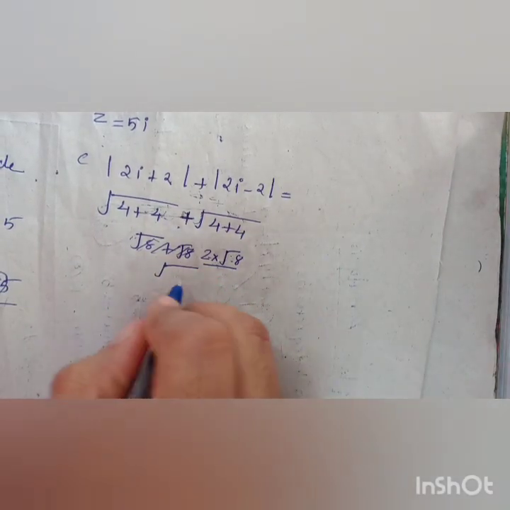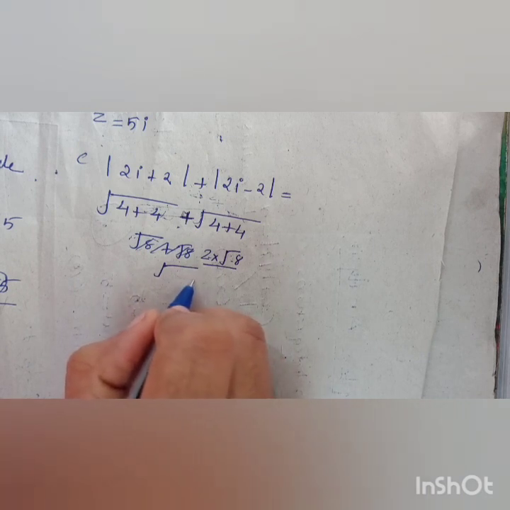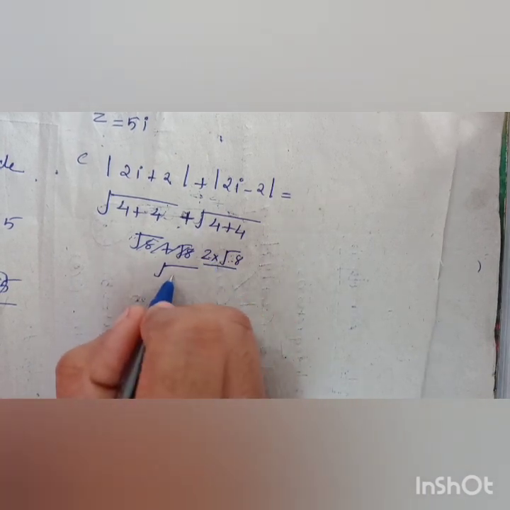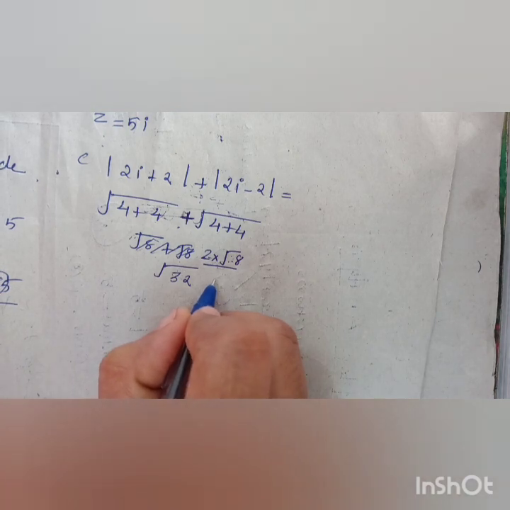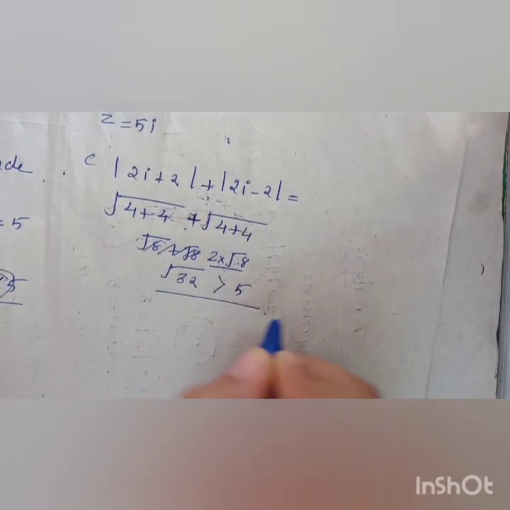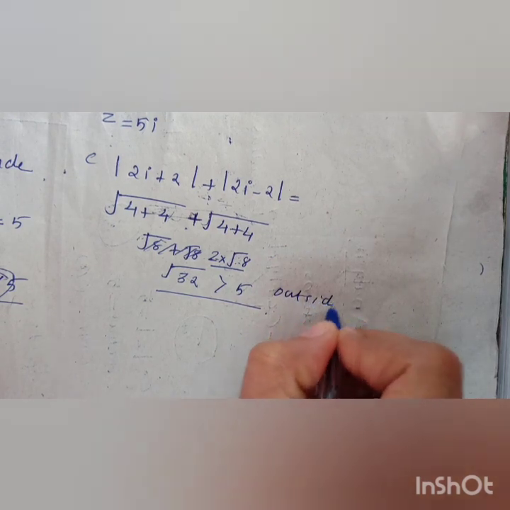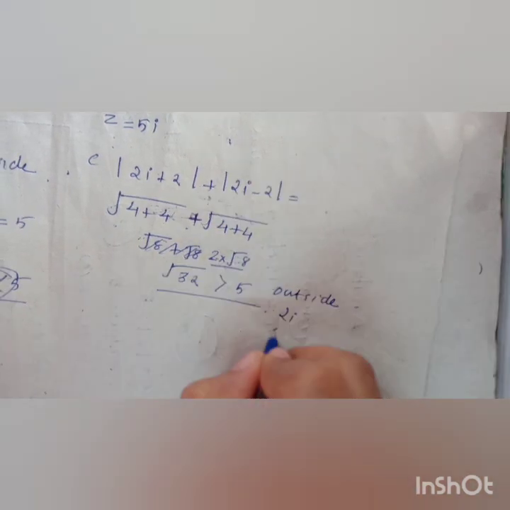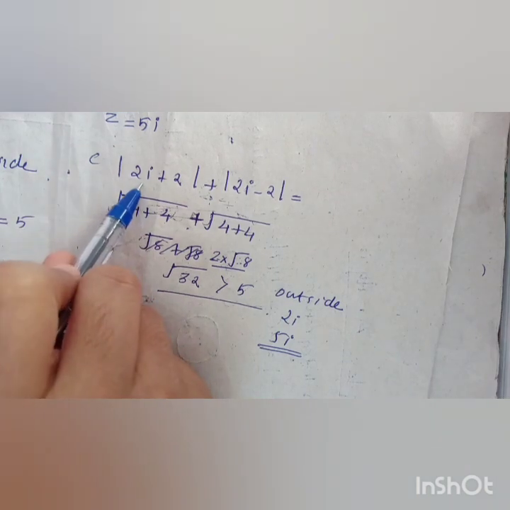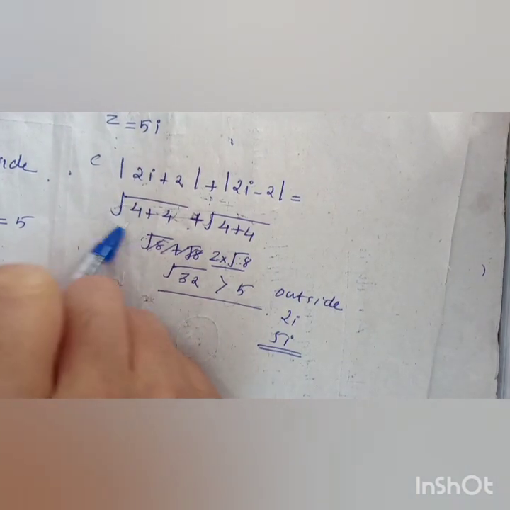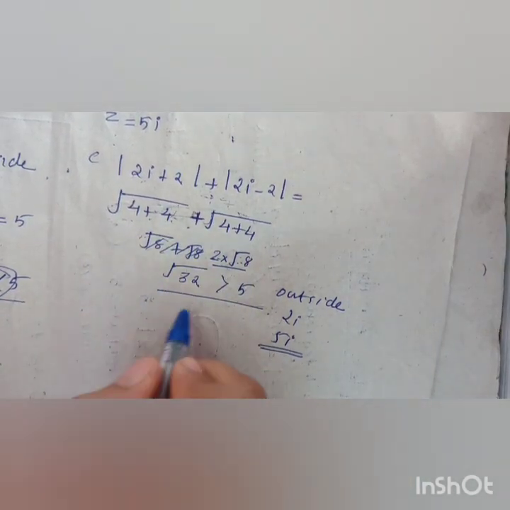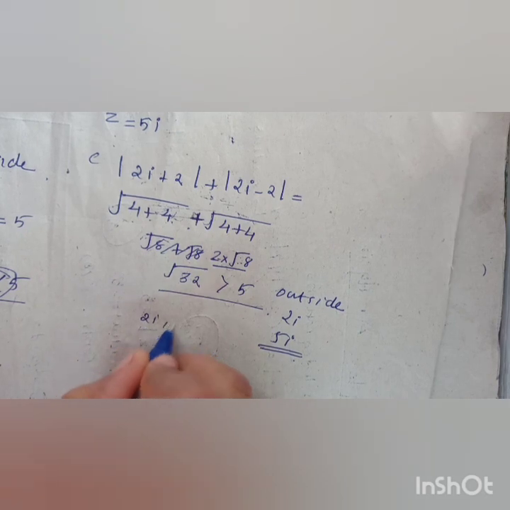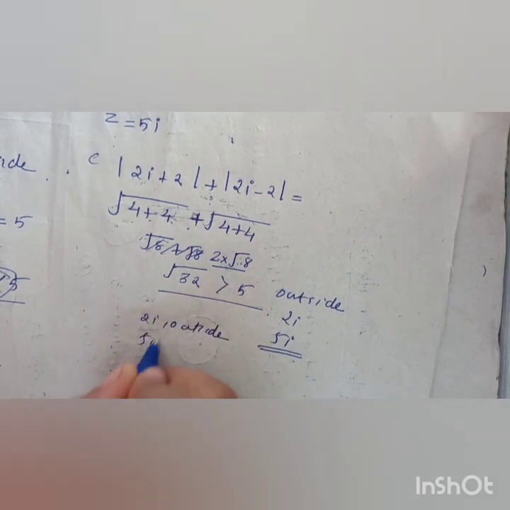So we got it like this. So 2 into root 8, which is 4 into 8, that is 32. Which is greater than 5 now. So it is greater than 5, so it is outside. So 2i is also outside and 5i is also outside, because for 5i it is root of 25 plus 4, like that. So 2i is outside and also 5i is outside.